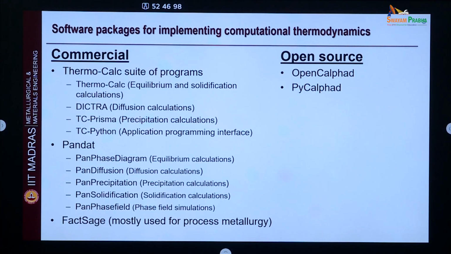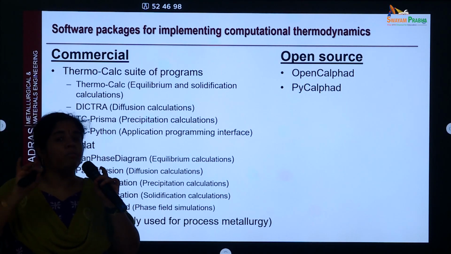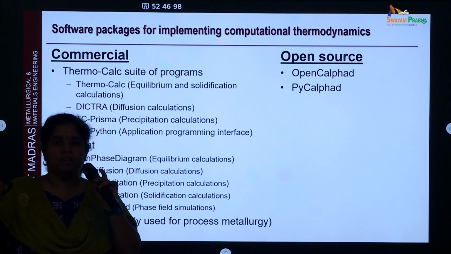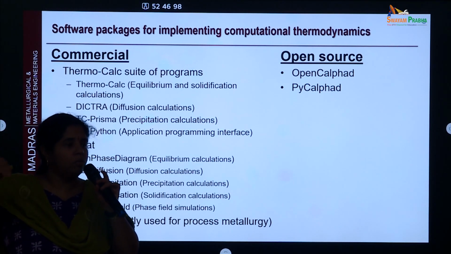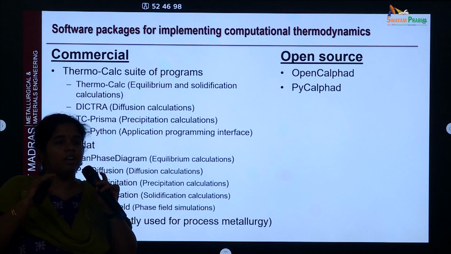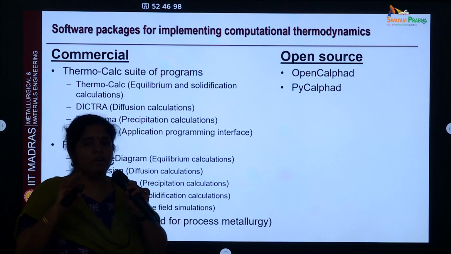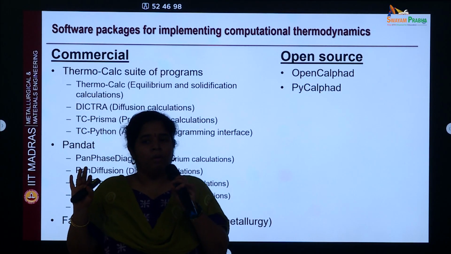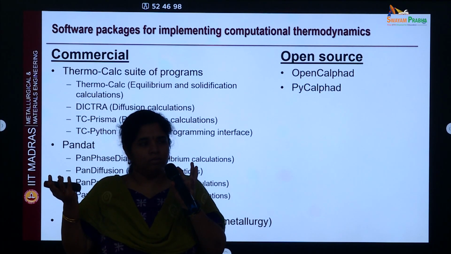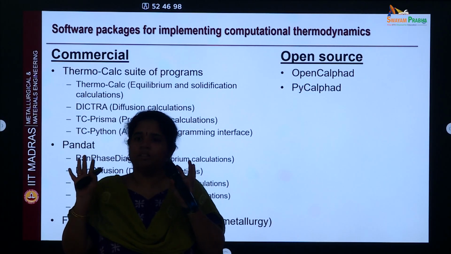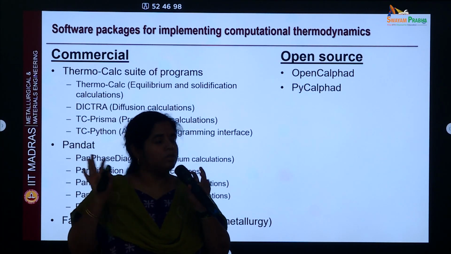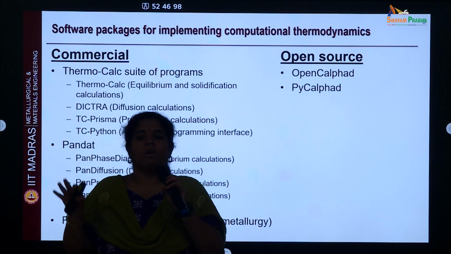It has 4 different modules. Thermo-Calc is for equilibrium and solidification. As I told you, when liquid transforms to solid, what are all the phases that form during the solidification? Let's take the case of copper. Liquid copper, when it solidifies, what does it become? Solid copper. Solid copper has a particular structure. Now into that copper, I put some chromium.